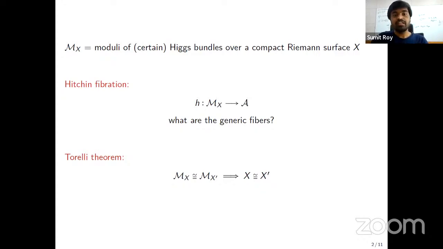Okay. So in case of parabolic setup, we need one more condition, that this isomorphism between X and X prime should also preserve a fixed finite set. Okay. We'll see that later.